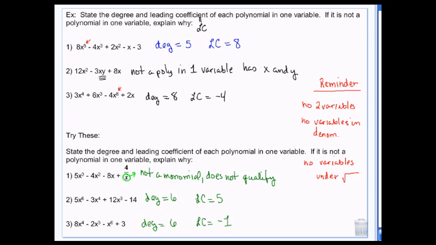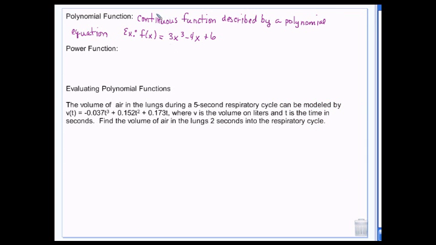Perfect. A polynomial function is any continuous function that is described by a polynomial equation. So f of x is equal to 3x to the third minus 4x plus 6. It could be really anything over here, as long as it's continuous. And if it's a function, it's not going to have any square roots in it. It's not going to have any variables in the denominator. It's not going to have two variables multiplied together. So basically all those things we said it can't have, it's not going to have.